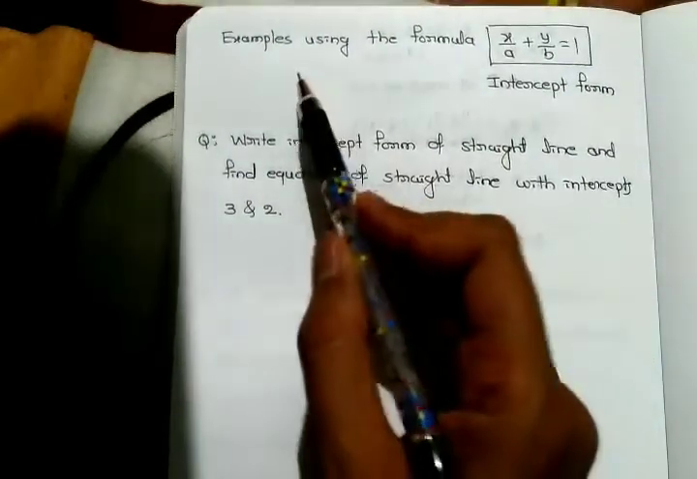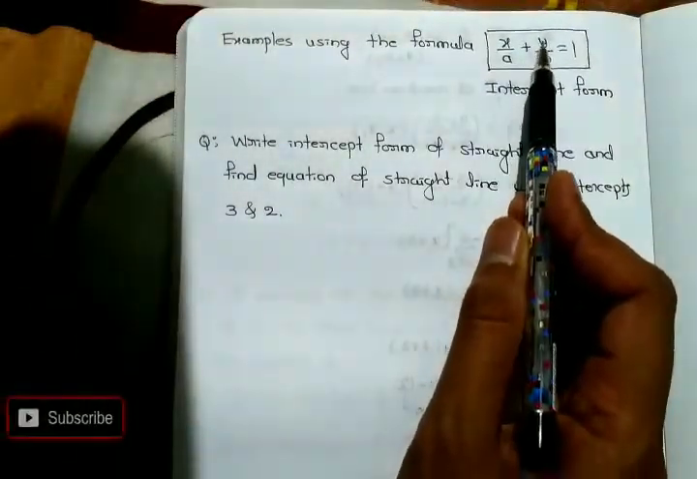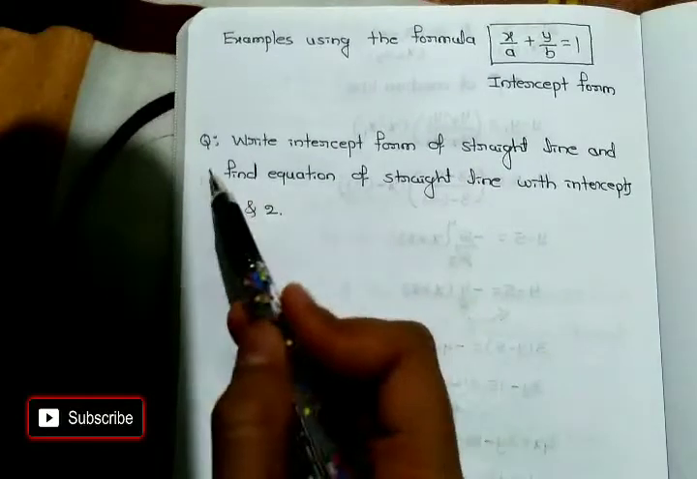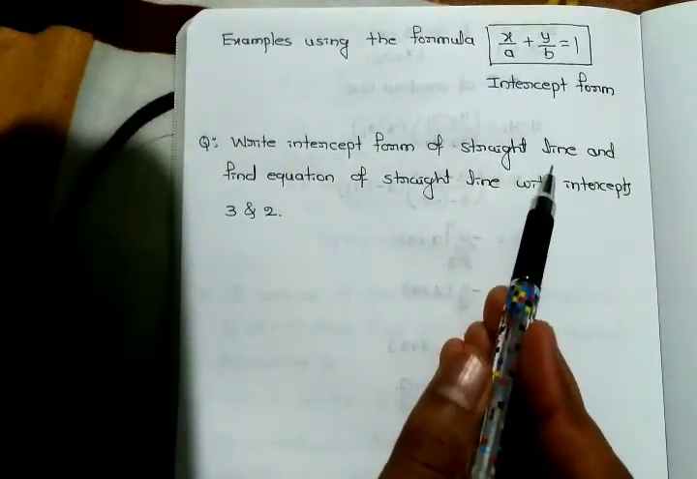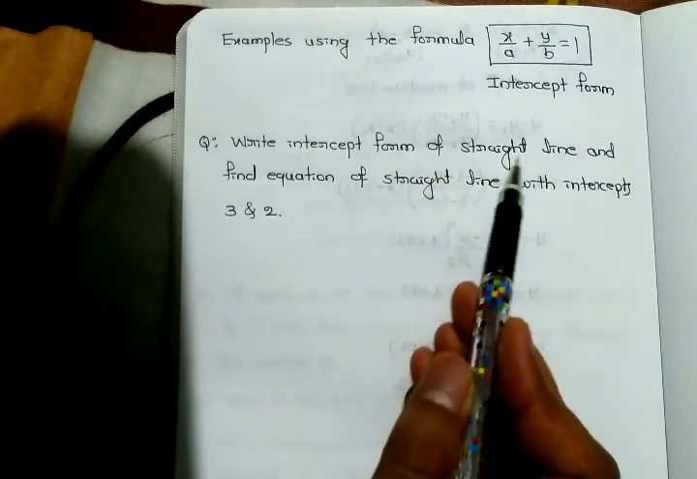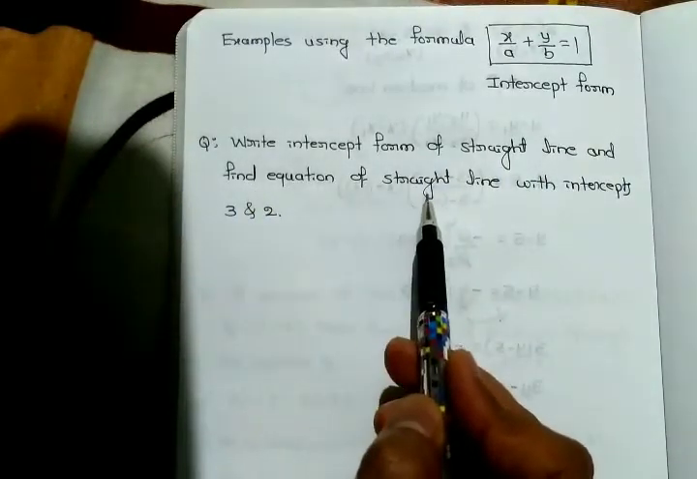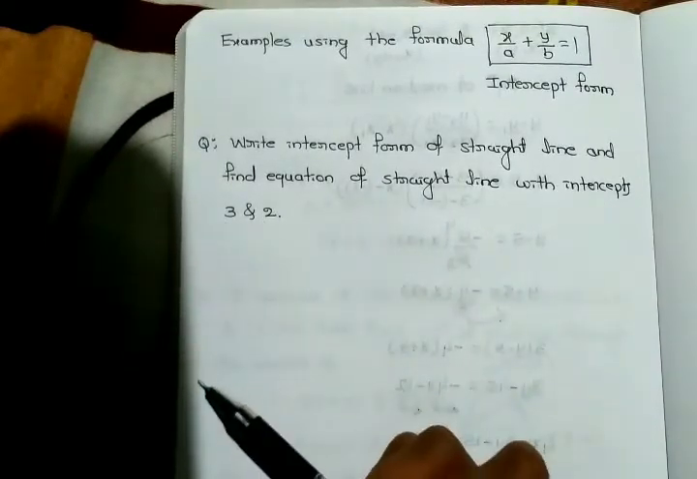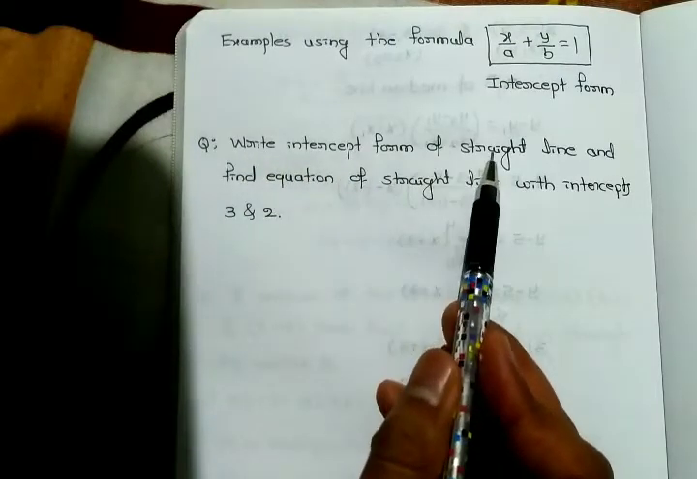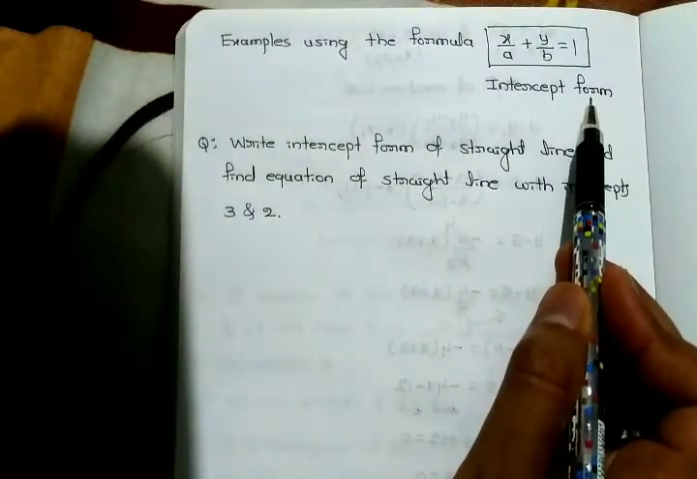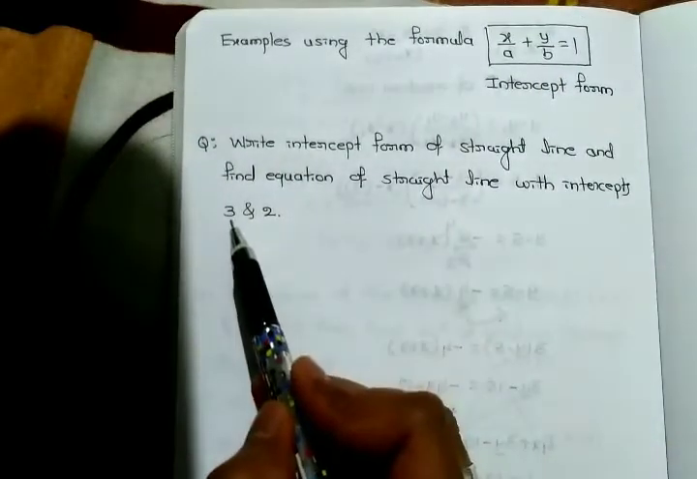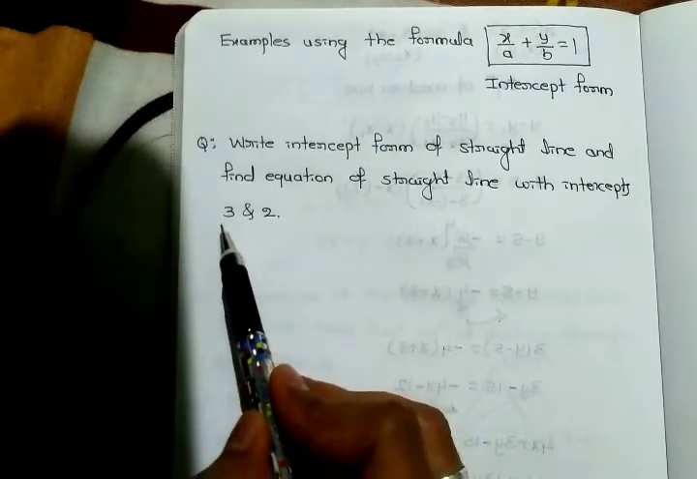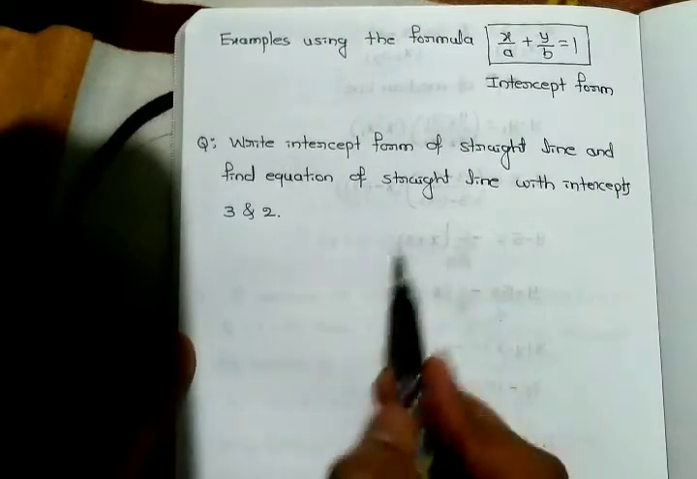Next, examples using the formula x upon a plus y upon b is equals to 1, that is intercept form. Question: write intercept form of equation of straight line, and find equation of straight line with intercepts 3 and 2. Okay, here what to do? First you need to write the formula, that is intercept form of straight line formula you should write. Next here both the intercepts values are given, a value and b value both are given. So using this you need to find out equation of straight line.